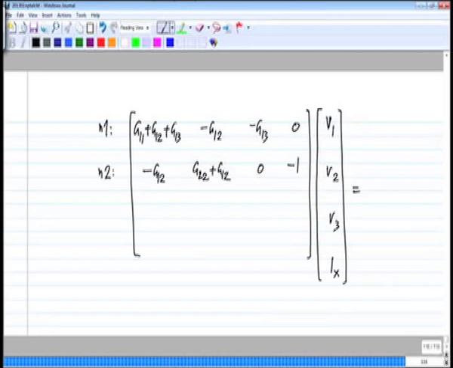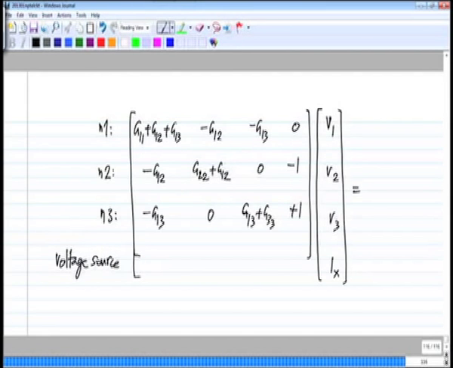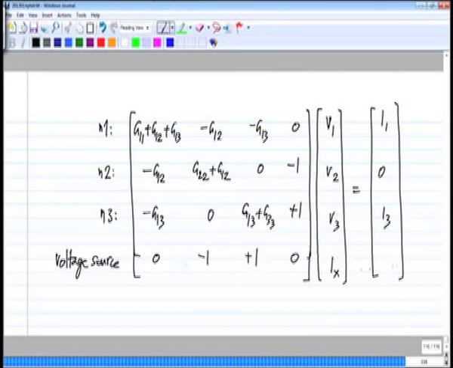This is the KCL equation at node N2, and at node N3 I have minus G13, nothing for V2, and G13 plus G33, and I have plus 1 because plus Ix appears in the equation. And I have the constraint for the voltage source, which is that V3 minus V2, that is minus V2 plus V3, and these things don't appear, equal to I1, 0, I3, these are the currents into node 1 and node 3. And the last equation is minus V2 plus V3 equals V0.